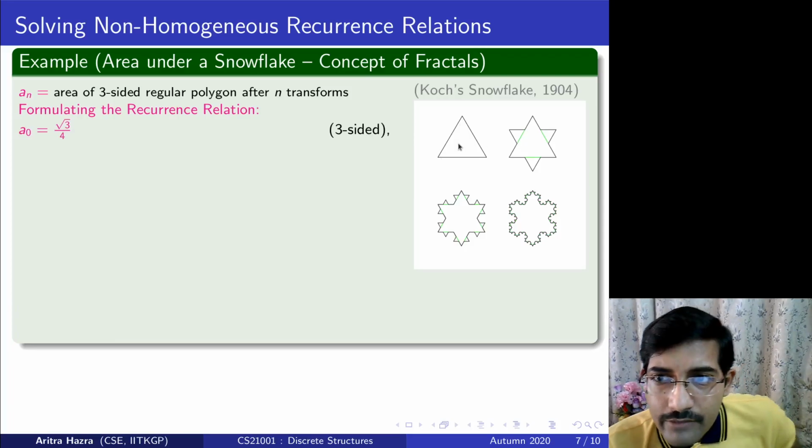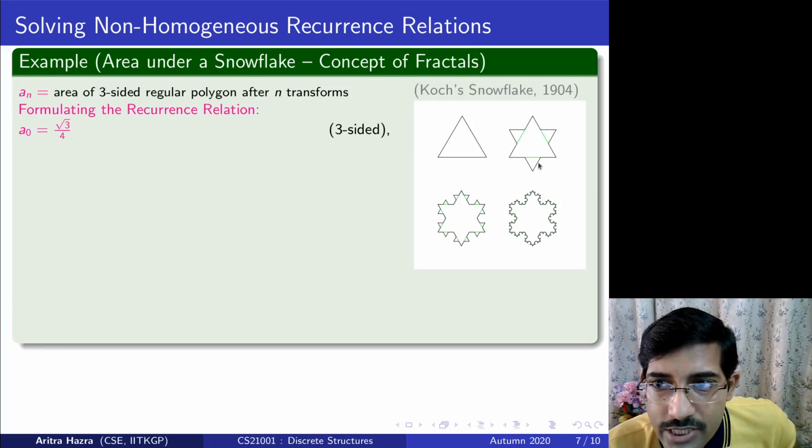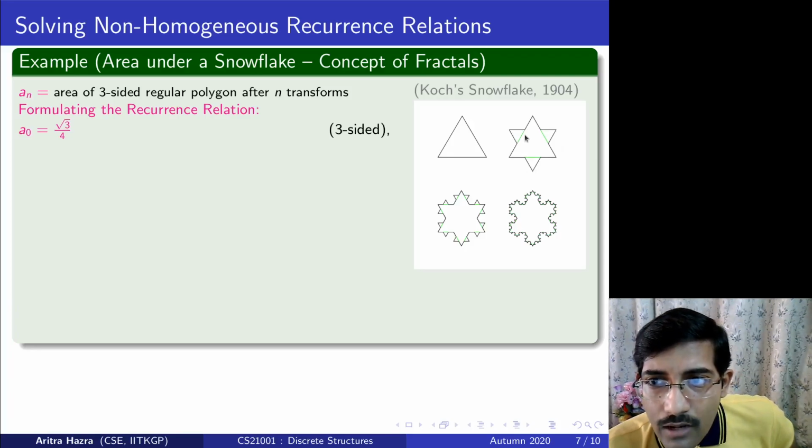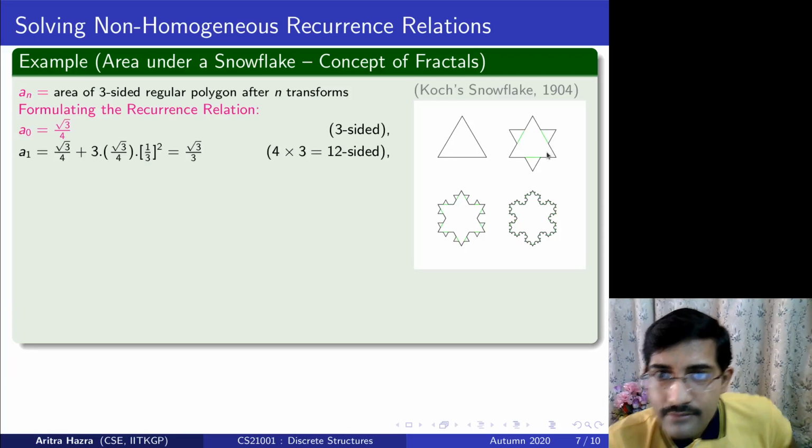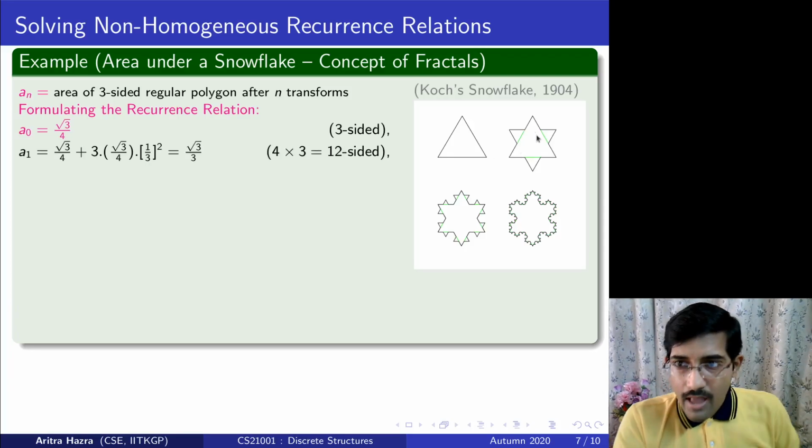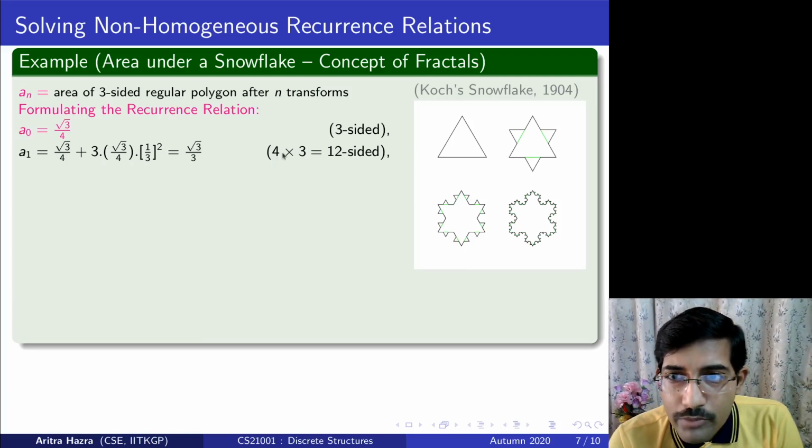Now when I try to extend it by a transformation of 1/3 length equilateral triangle sitting on each of the edges, then see what happens is that these are the additional areas that get added, and this polygon is again regular, but it's a 12-sided polygon because it's 4 into the 3-sided polygon.